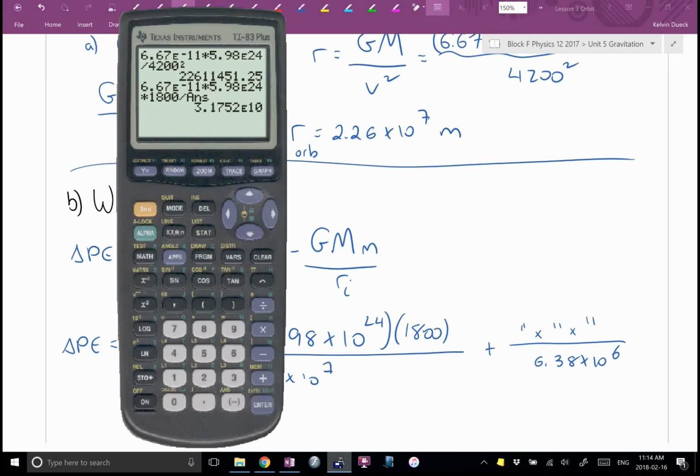Oh, I forgot the negative. I can fix that in my head easily by just putting a negative in front. Do you get negative 3.1752 times 10 to the 10th? And this was nice. It works out evenly, which doesn't happen very often, but I'll take that.